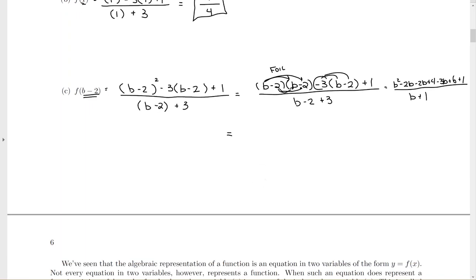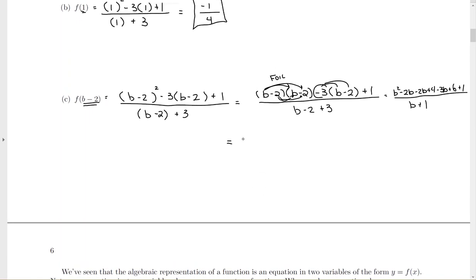Now combine like terms. So I have a b squared, that's the only squared term I have in the problem. I have a negative 2, a negative 2, and a negative 3. So when I add those up, it's going to be a negative 7b. And then I have a positive 4, a positive 6, and a positive 1. Leaves me with positive 11 over b plus 1. And that's it. That's as simplified as you need to get.